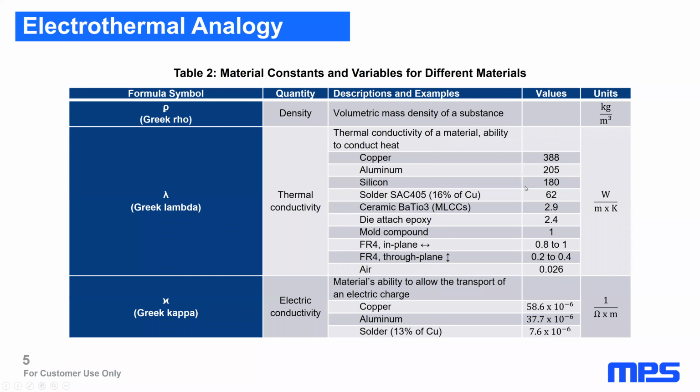Aluminium 205, silicon only half of copper, and the solder tin is even half of the silicon. It's bad compared to copper. So keep this in mind for your design. A solder junction does not have a good thermal conductivity, but there is nothing else you can do.